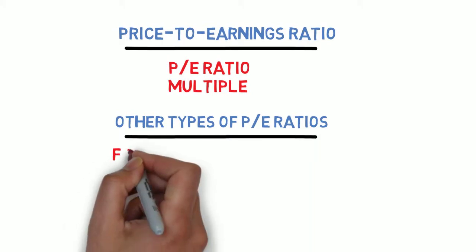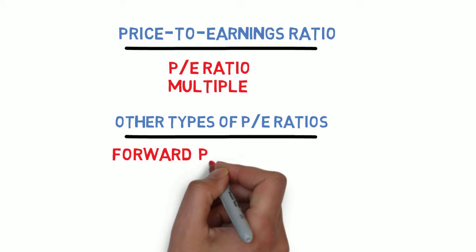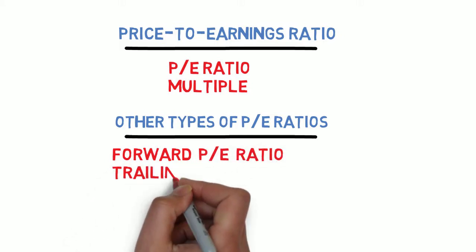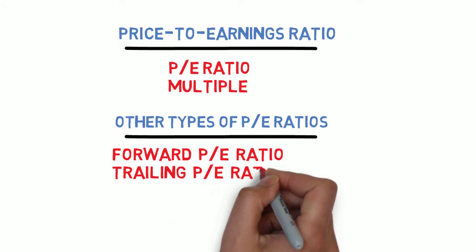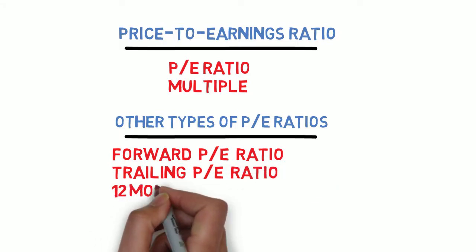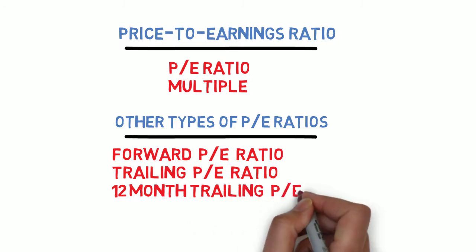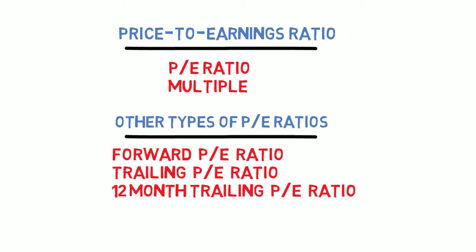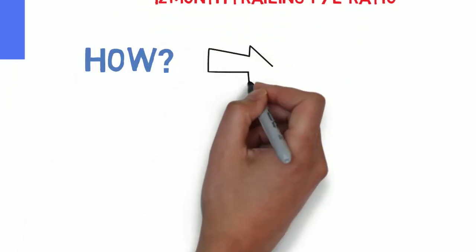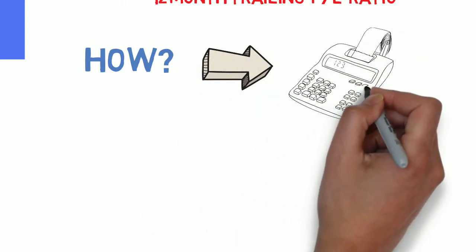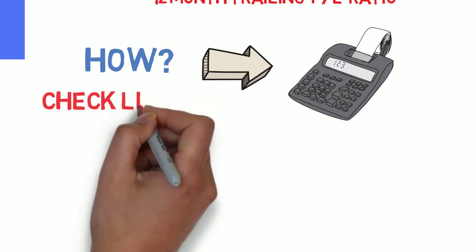One of these is called the forward PE ratio, which is based on forward statements or expectations for the stock. But there is also the trailing PE ratio and the 12-month trailing PE ratio, which are other forms based on previous data or past earnings. So, from here, I think we need to know how to calculate the PE ratio, because once you know how to calculate it and what goes into it, you know how it can be manipulated and how it should be used.